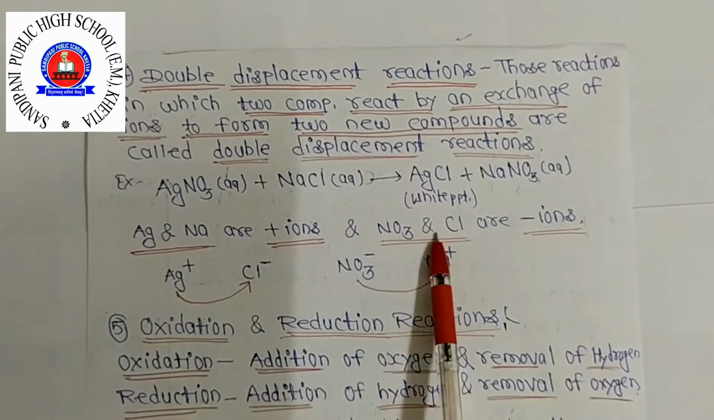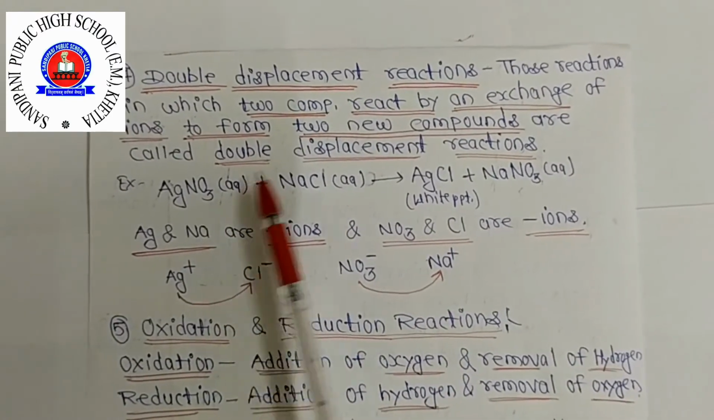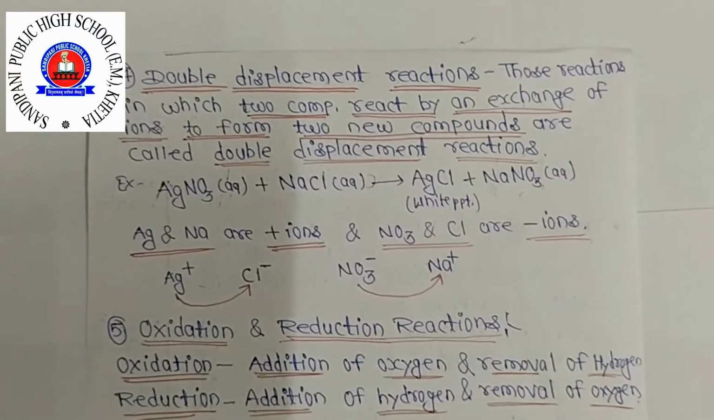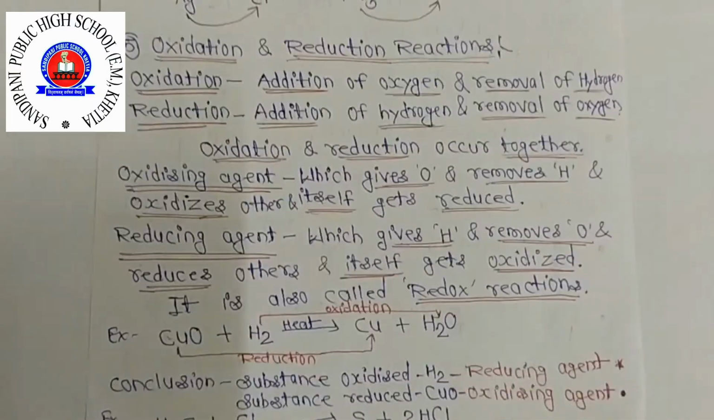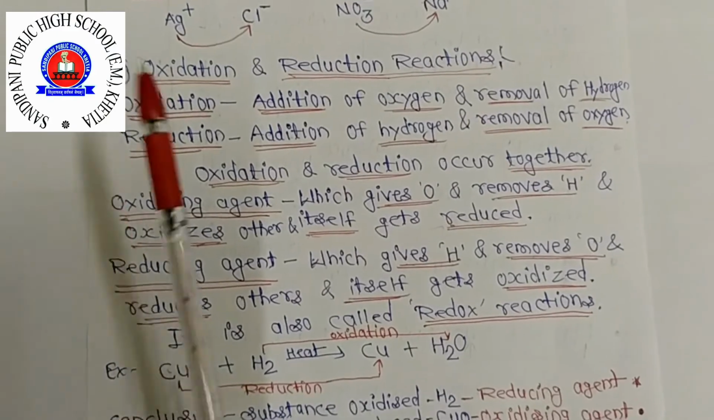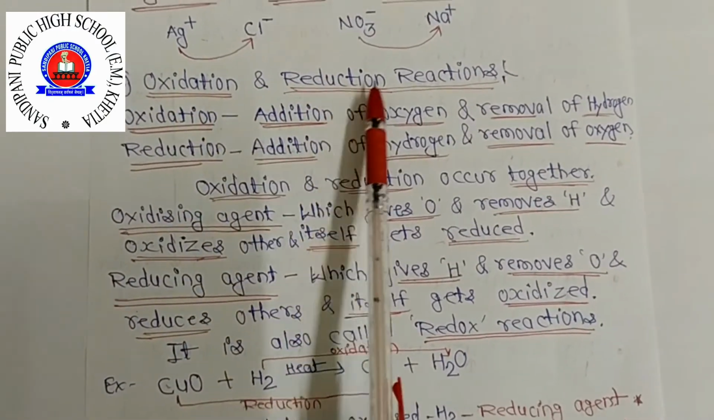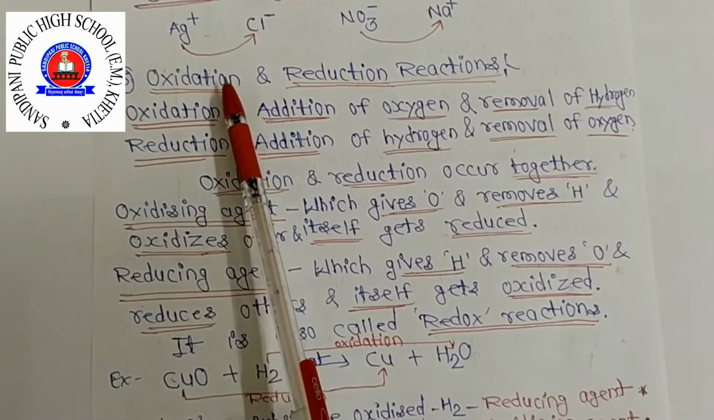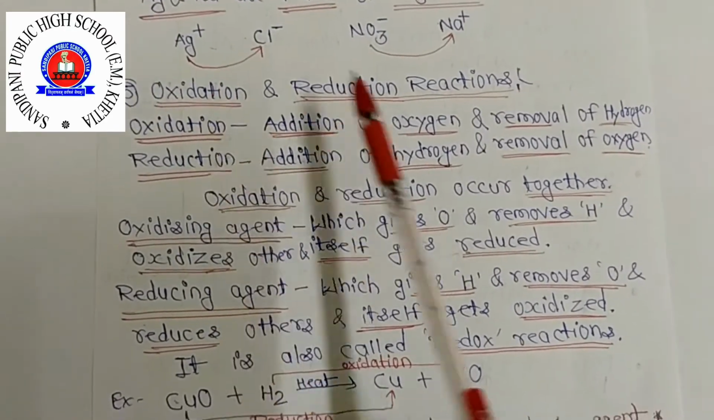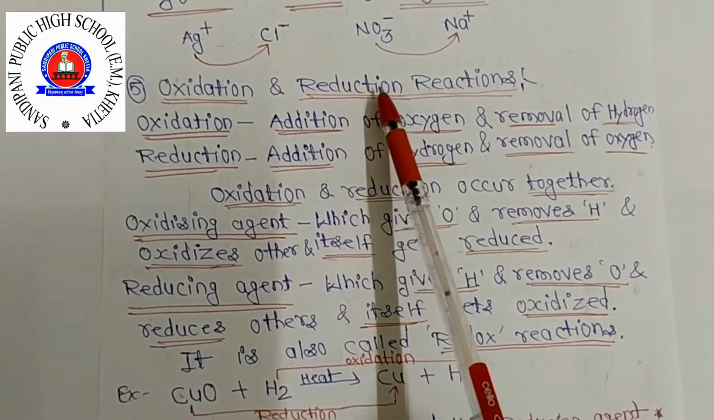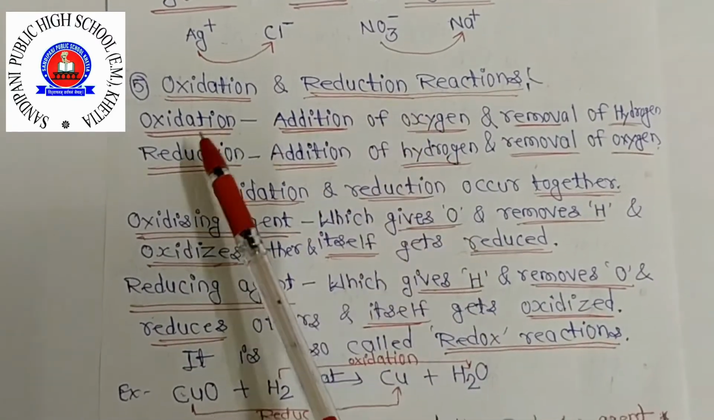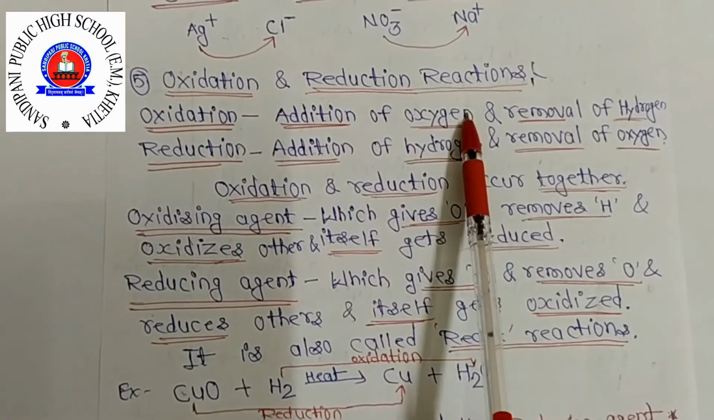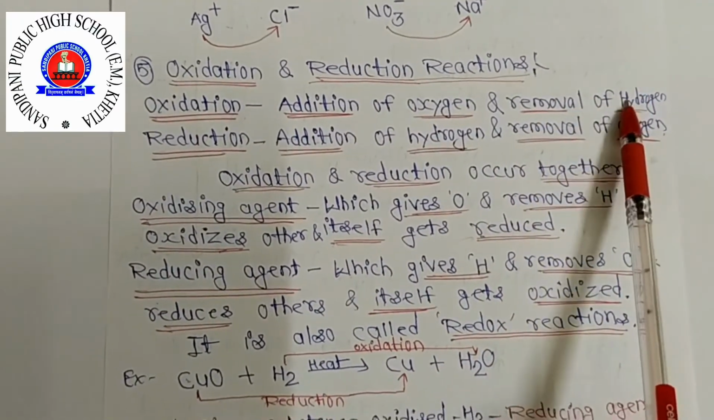So by exchanging the ions, they react and form two different new compounds. Clear? Okay. Now next, the fifth reaction: oxidation and reduction reaction. From the name, oxidation means there is an increase of oxygen, and reduction means removal of oxygen. Clear? So first we study oxidation: addition of oxygen and removal of hydrogen.